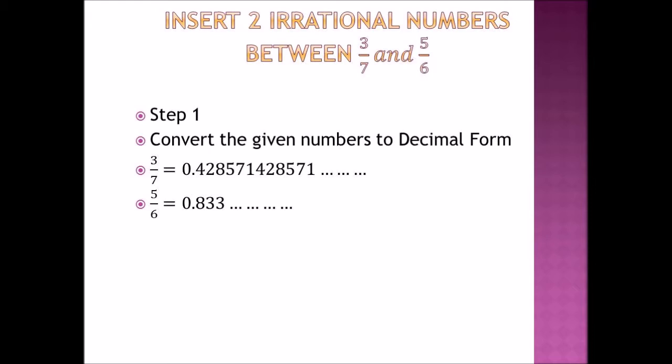As we know, since these can be expressed in the form p by q, they are rational numbers. So our question is to insert two irrational numbers, not rational numbers. Insert two irrational numbers between 3 by 7 and 5 by 6. For that, first step, convert the given numbers to decimal form.